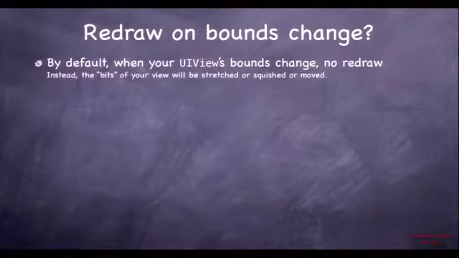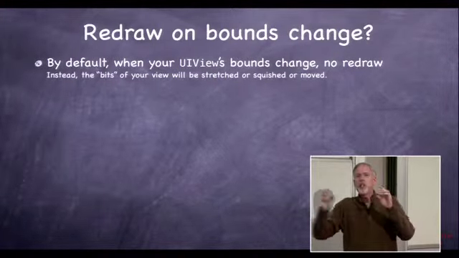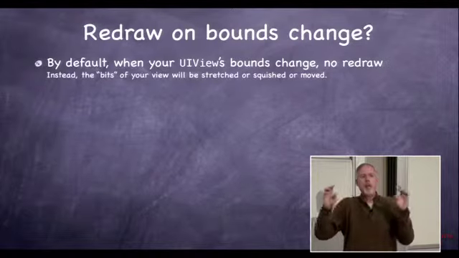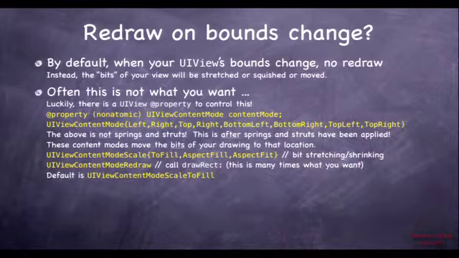Okay. So I told you that when your bounds change, though, like the springs and struts cause your view to get wider. What happens to your custom view? Does it get its draw rect called again? And the answer, no, it doesn't. For performance reasons, the bits of your view get stretched or squished. So you're going to get a grainy kind of thing if you are drawing something high resolution.